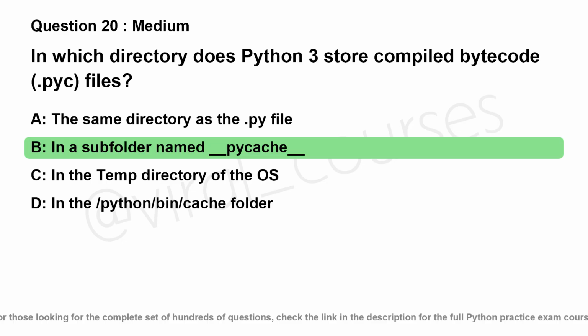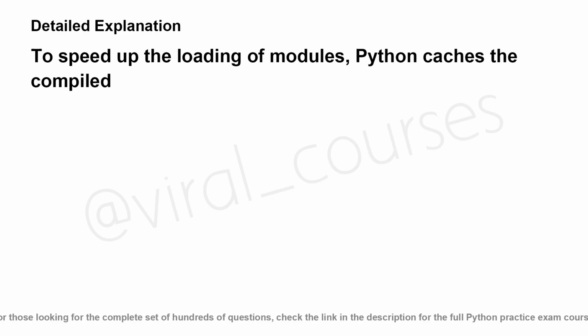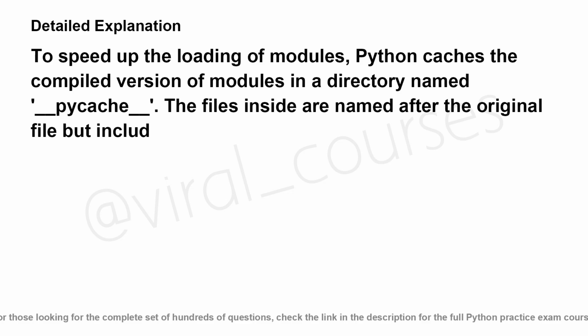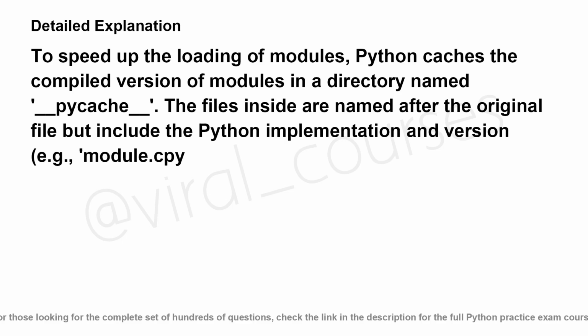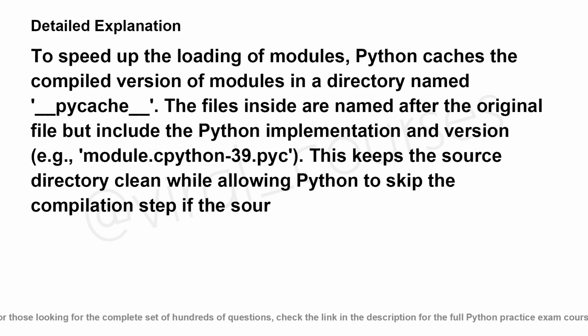The correct answer is B. To speed up the loading of modules, Python caches the compiled version of modules in a directory named __pycache__. The files inside are named after the original file but include the Python implementation and version, e.g., module.cpython-39.pyc. This keeps the source directory clean while allowing Python to skip the compilation step if the source code hasn't changed.